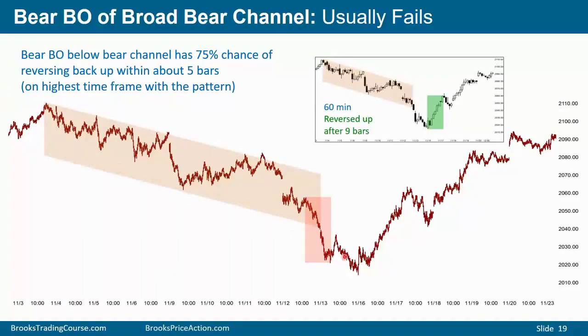This is a 60-minute chart of this 5-minute chart. It fell for about 5 or 6 bars and then reversed. Only a 25% chance that a breakout below a bear channel will result in an even stronger bear trend. 75% chance it's going to fail and reverse back up to at least the top of the channel.